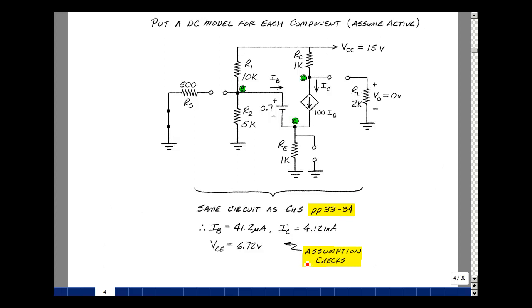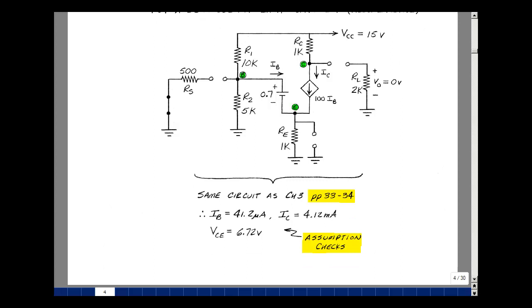You can see this looks very similar to something we did in Chapter 3 on pages 33 to 34, where we found I sub B, I sub C, and VCE. We found that IB was greater than or equal to 0, and the collector-emitter voltage was greater than or equal to VCE sat. I didn't list the VCE sat for this problem, but we can assume it's around 0.2 volts. So our assumption checks. So we've done the first step of 4 steps.